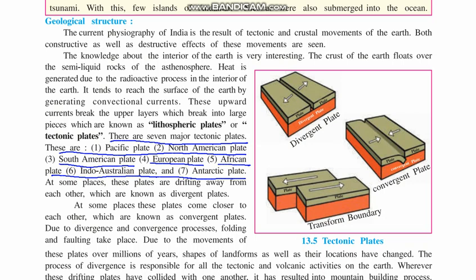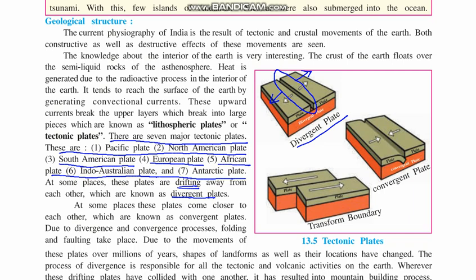At some places these plates are drifting away from each other. Drift is to move. Okay, so those plates are called divergent plates. You can see here these plates are going away from each other, and that's why they are known as divergent plates. Divergent plates move away from each other, and due to that there is a gap between them in the earth. Okay, these are known as divergent plates.